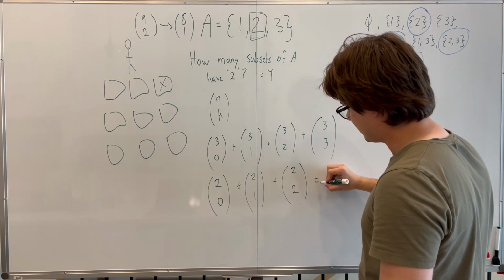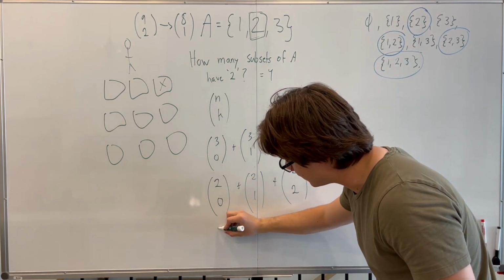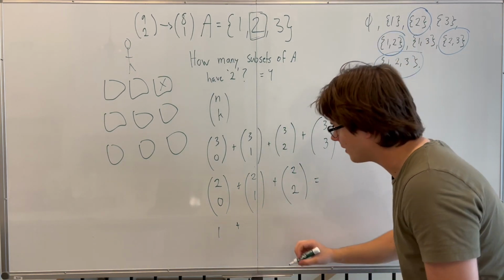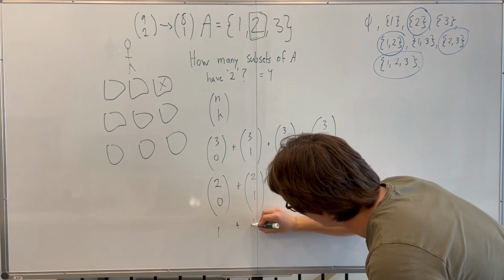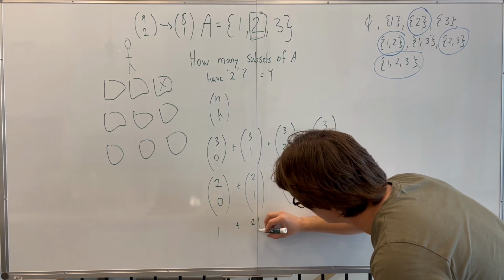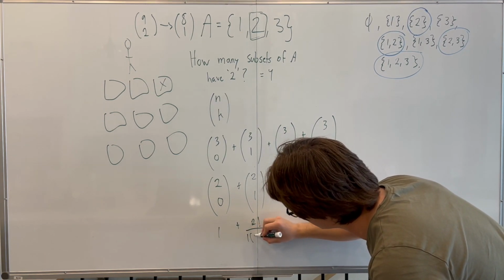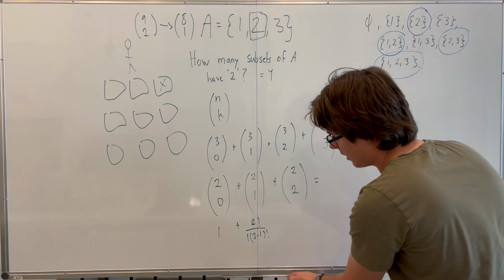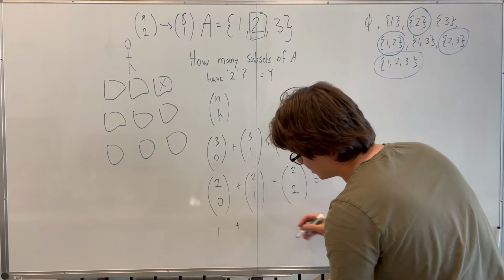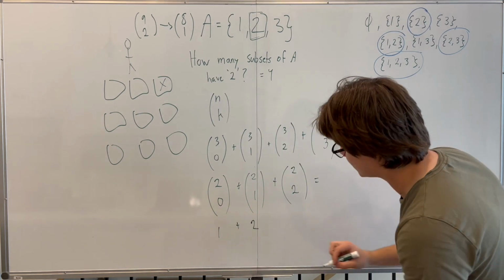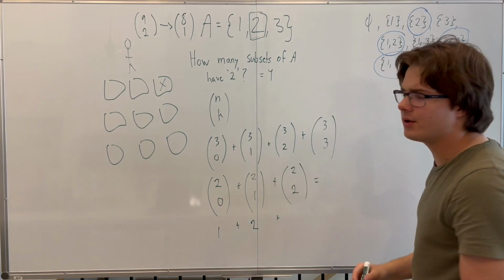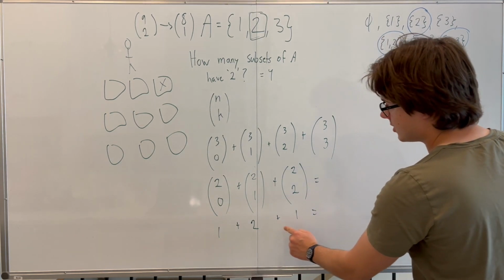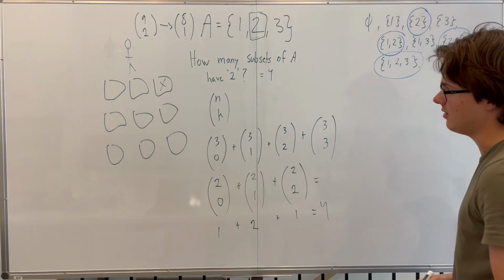So what is this going to be? Well, 2 choose 0 is going to be 1, plus 2 choose 1. That's going to be 2, I'm thinking, but let's just verify that. That's going to be equal to 2 factorial over 1 factorial times (2 minus 1) factorial. Yeah, that's just going to be equal to 2, because 2 factorial over 1 is in fact just 2. So 1 plus 2, plus there's only one way to choose all of them, and that's going to be 1. And what do we find? 1 plus 2 plus 1 is going to be 4.